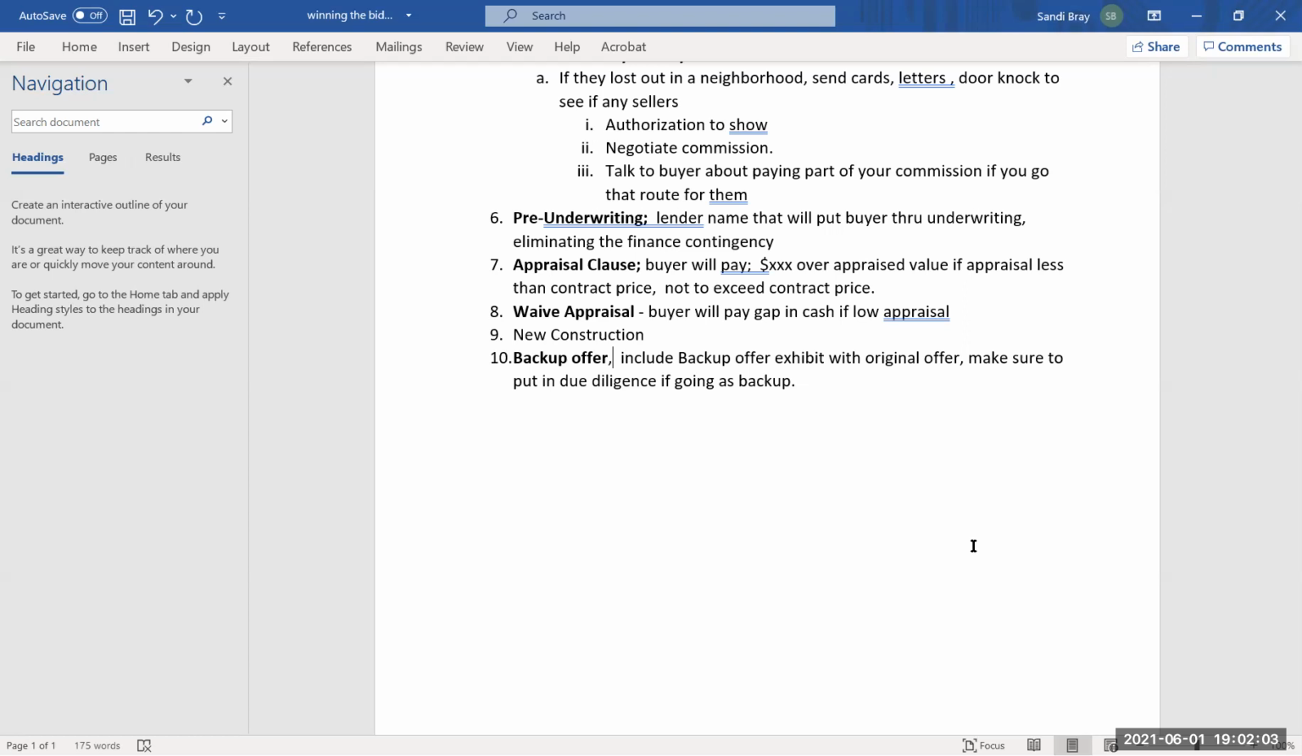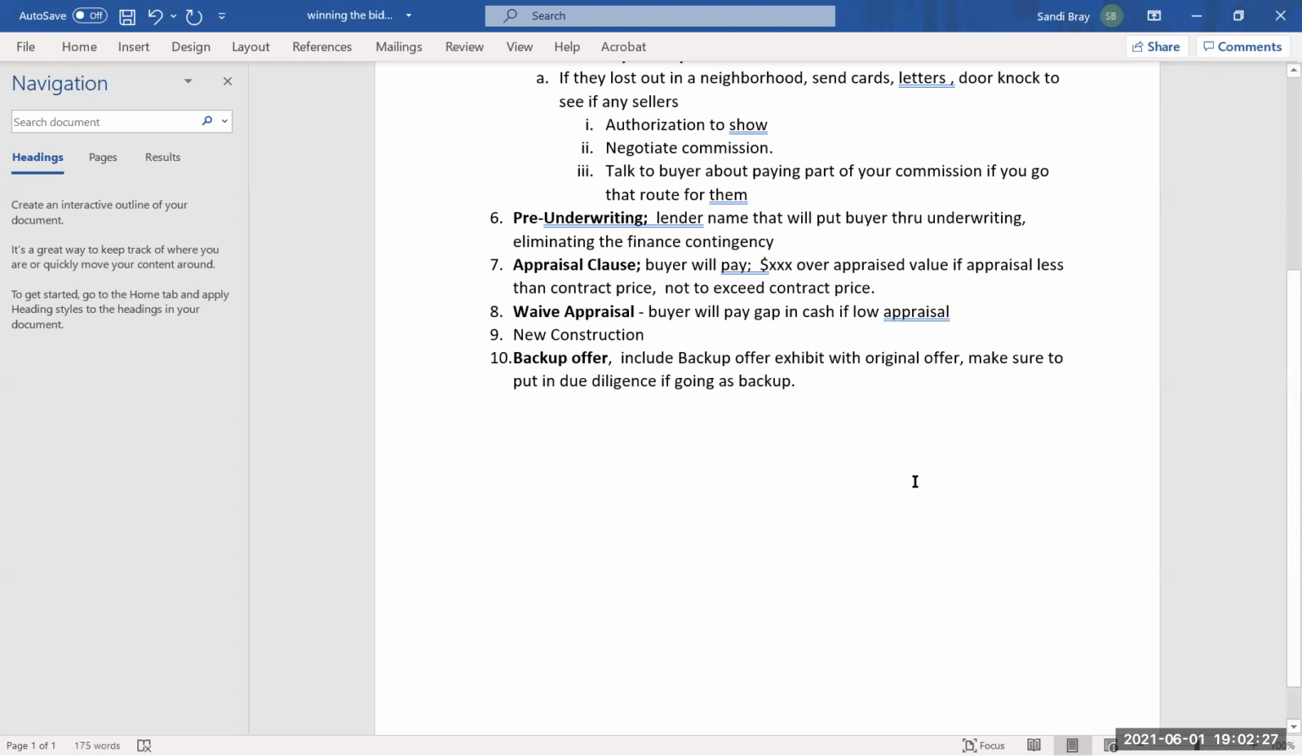That's why you have to have that due diligence in there, because you're not going to just sit and wait. You're going to put the backup offer in and you're going to keep looking, because you want to be able to pull out if you find a house in the meantime. If something happens and that backup goes primary, you need to be able to terminate for any reason or no reason.